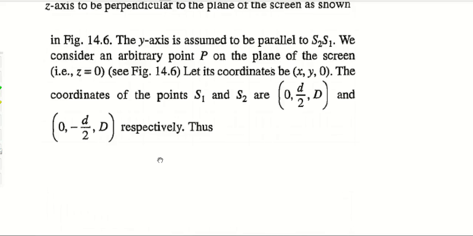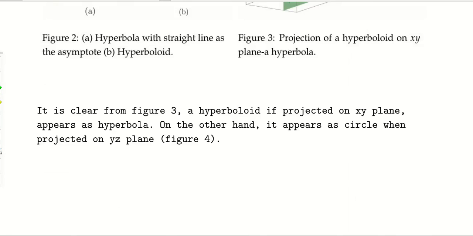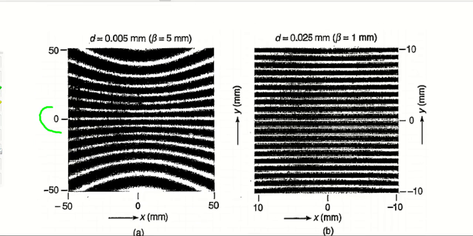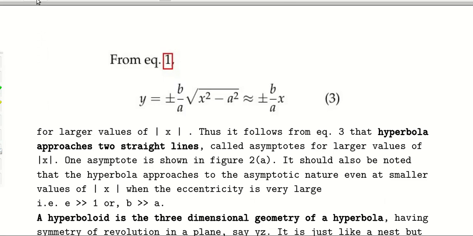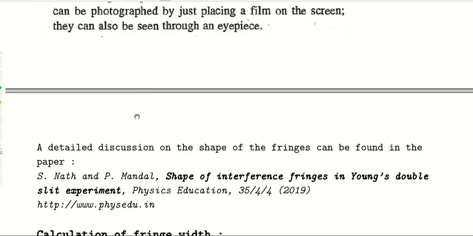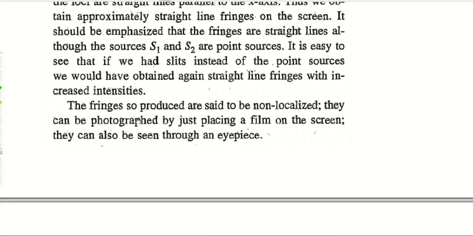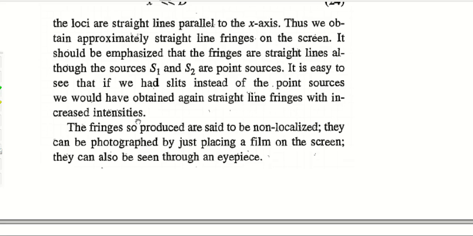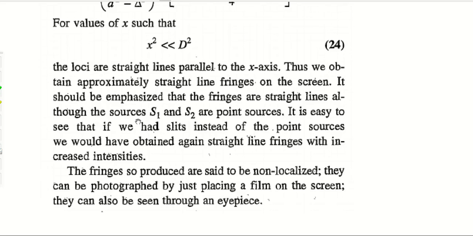See what we got here. Here we got straight lines parallel to the x-axis. Here also straight lines parallel to the x-axis, and if we move further away from the central region, where x is not less than capital D anymore, then the fringes will appear in parabolic shape. So the theory very much justifies the experiment. The shape of the fringes will be observed in a very consistent manner in experiments.